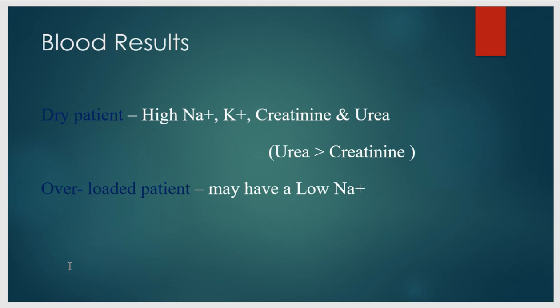Now comes the blood results. In an underhydrated patient, the sodium and potassium, creatinine and urea all will be towards the higher side. They will be raised. And especially if we are comparing urea and creatinine, urea will be more raised as compared to creatinine. Whereas in an overhydrated or overloaded patient, the patient may have features of hyponatremia, low sodium will be there.